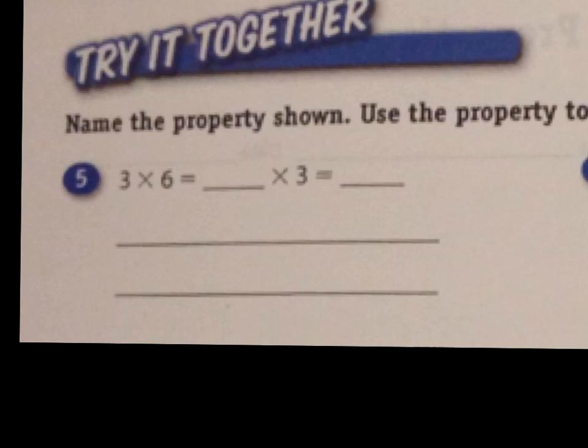Number 5 says, what property can be used to write 3 times 6 another way? That's your commutative property of multiplication. What does the commutative property of multiplication state? That 2 factors can be multiplied in any order, and the product will be the same. What is another way to write 3 times 6? Well, you can write it 6 times 3. What is the product of 3 times 6? 18. What is the product of 6 times 3? Also 18. And you can just abbreviate the commutative property of multiplication with CPM.